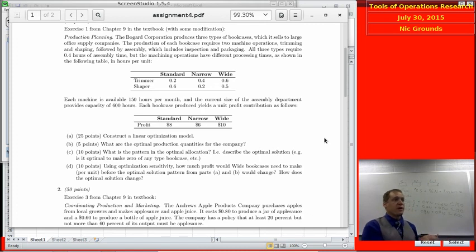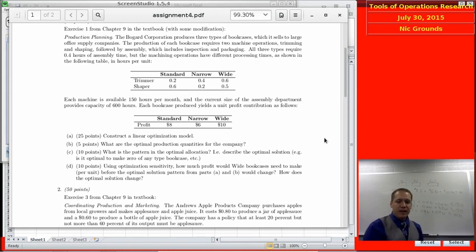That is, it may still be making the same number of each type of bookcase. So the question in Part D is, at what point for profit of wide bookcases does the optimal decision variable values change? So when does it make more wide and less standard and/or narrow bookcases? Any questions about what's being asked in that question, or sort of how to do it?